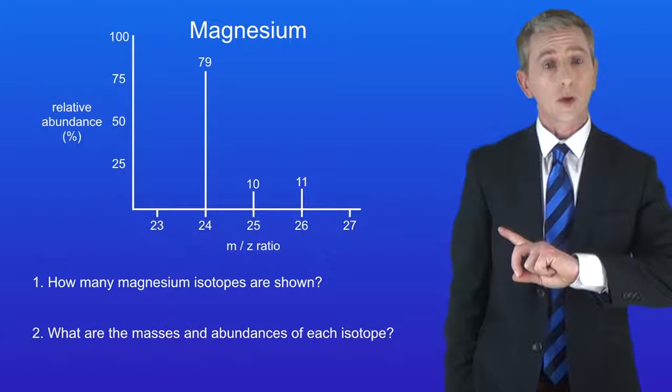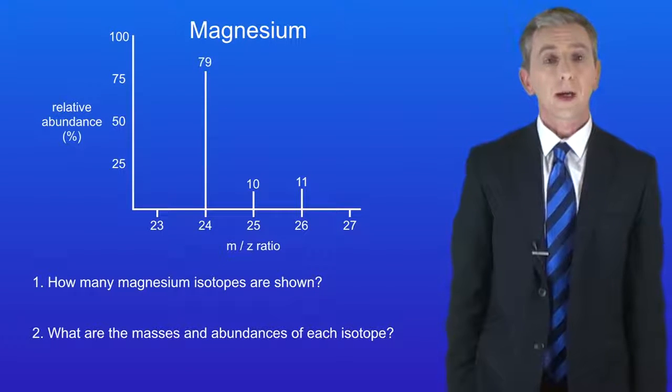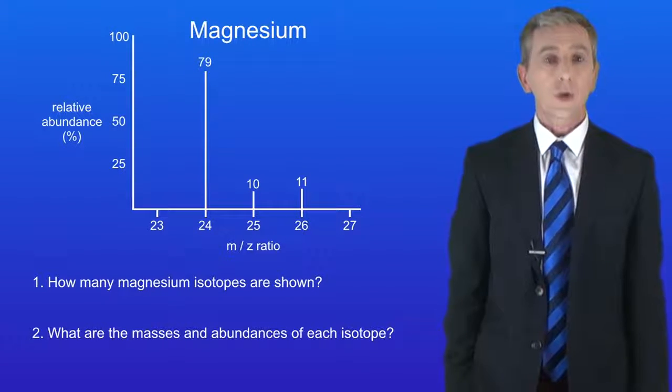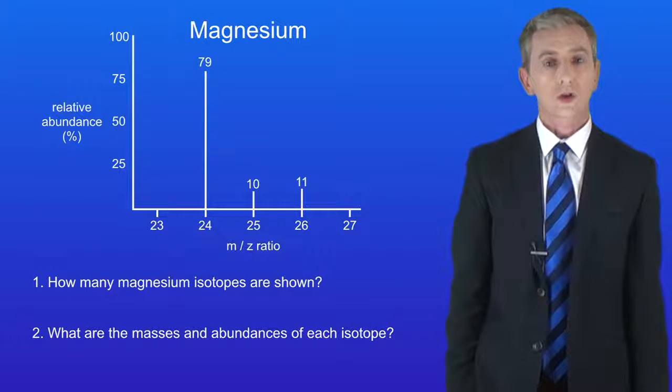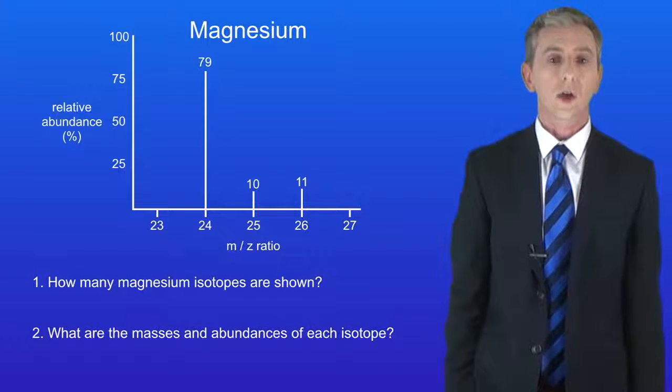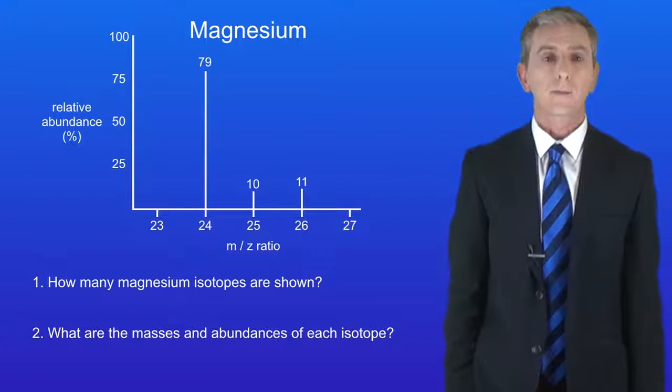Here's a mass spectrum for you to interpret. This is for the element magnesium. I'd like you to work out how many magnesium isotopes are shown. Then I'd like you to work out the masses and abundances of each isotope. You can pause the video now.